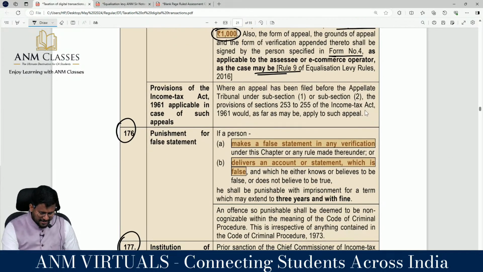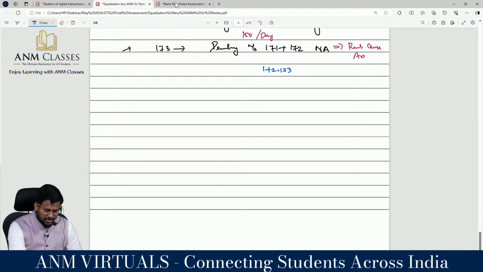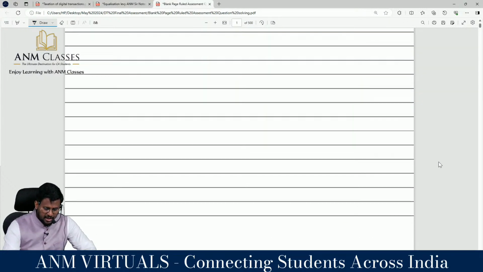Provisions of the Income Tax Act 1961 are applicable in case of such appeal, that is, where an appeal has been filed before the Income Tax Appellate Tribunal. Provisions of 253 to 255 of the Income Tax Act would apply so far as they apply to such appeal. That means we are moving into the next appeal, that is, appeal to ITAT.